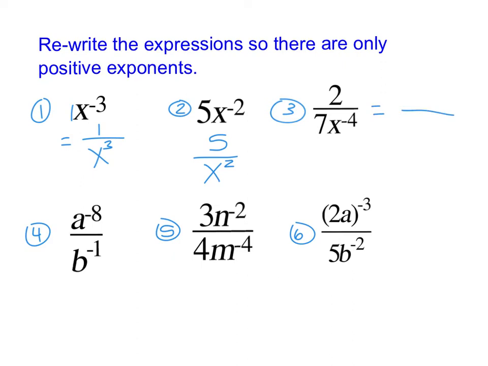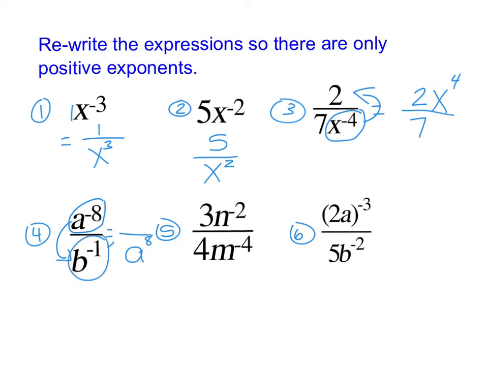Number 3, anything that doesn't have a negative stays put. So the 2 and the 7 are staying put. They're not moving. X to the negative 4 is what needs to move. It's on the bottom, so we're going to move it on top. Number 4, now those are both negative, so what do you think we should do? Well, this needs to drop down, so it becomes a to the positive 8. And the b is negative, has to go up, b to the first, or just b.